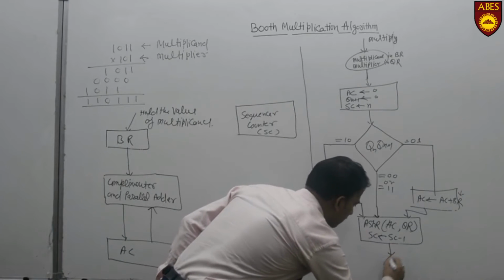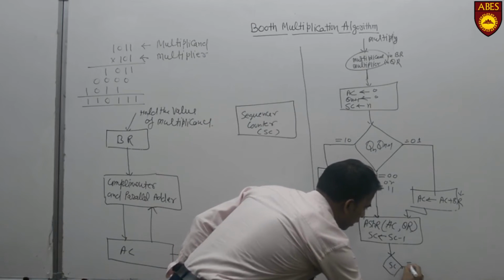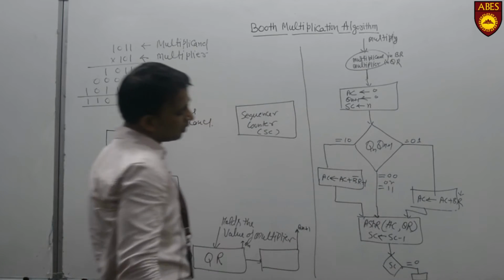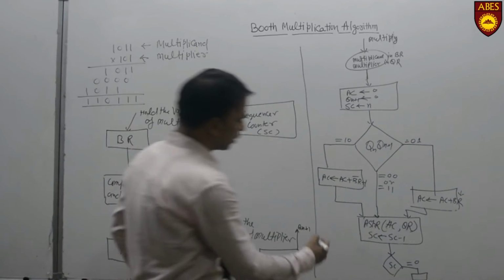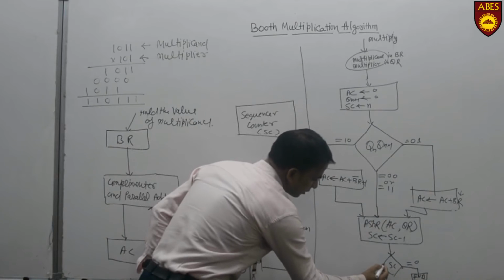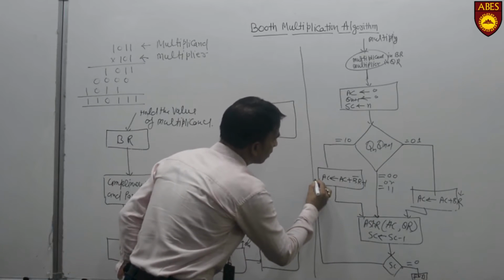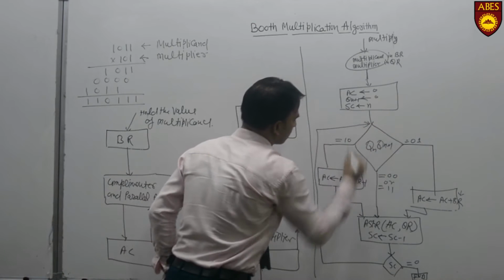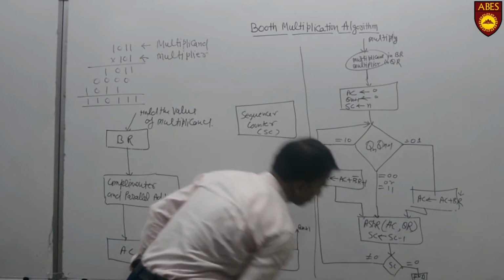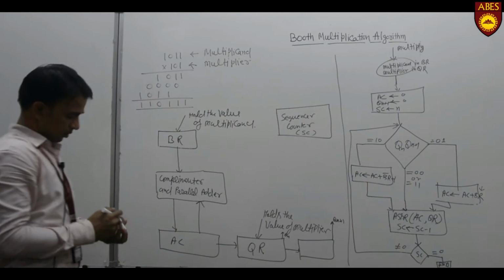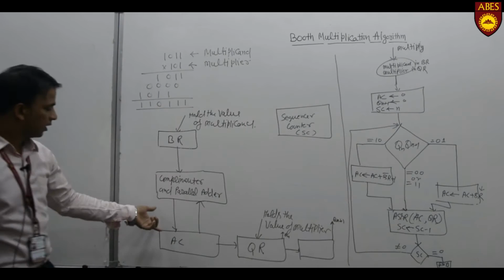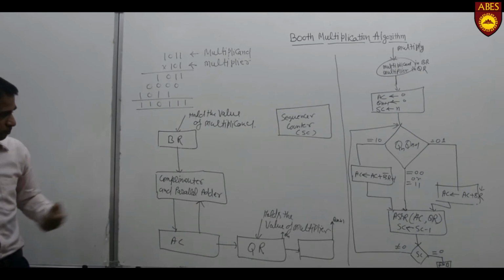If the value of the sequence counter is equal to 0, then we can read the final product from the AC and QR. Otherwise, we repeat this process again if it is not equal to 0. You can see this flow chart and map it with this hardware implementation for the Booth multiplication algorithm.